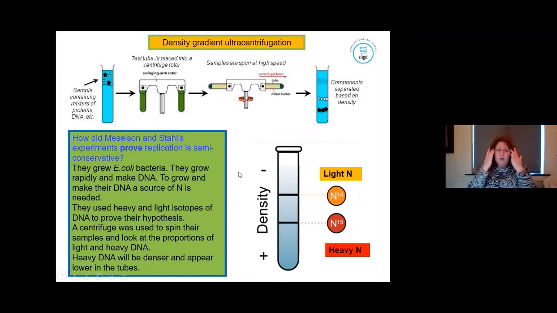So what they did was they grew their E. coli, and obviously they needed a source of nitrogen because you need nitrogen in order to make proteins. They used two different forms of nitrogen: heavy nitrogen, or nitrogen 15, and light nitrogen, nitrogen 14. And they kind of do what it says on the tin, really. Heavy nitrogen is heavier, it's got a greater mass. So if you were to spin samples of nitrogen 14 and 15 in this centrifuge, you'll find that the 15, if you look at this tube here, will be lower down the tube because it has a higher mass. Okay, so they were using these two isotopes in DNA to prove their hypothesis, because heavy DNA will be denser, as I say, and will appear lower down in the tubes.